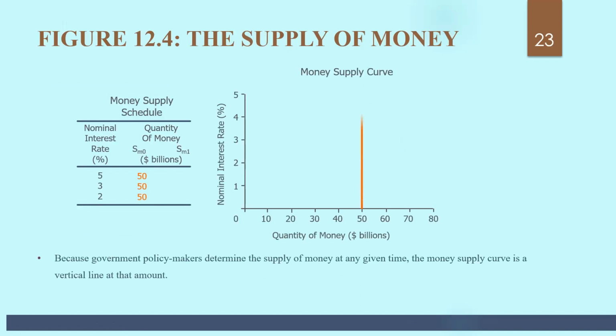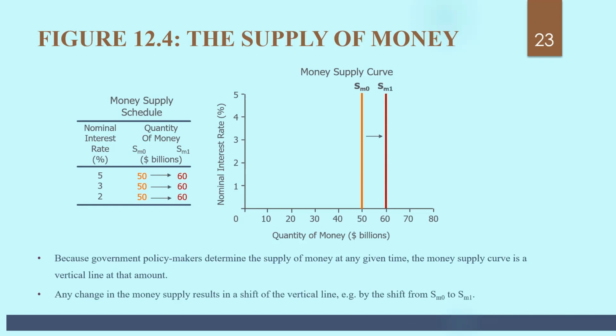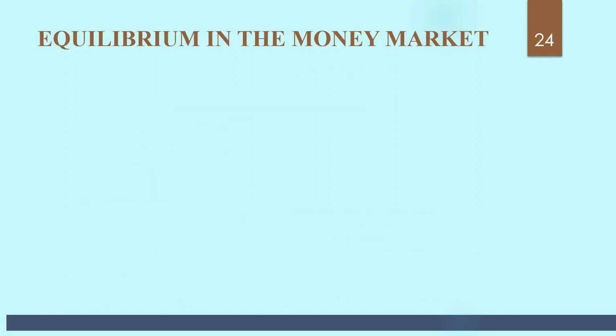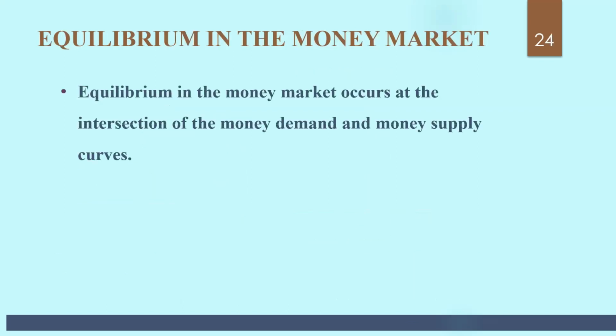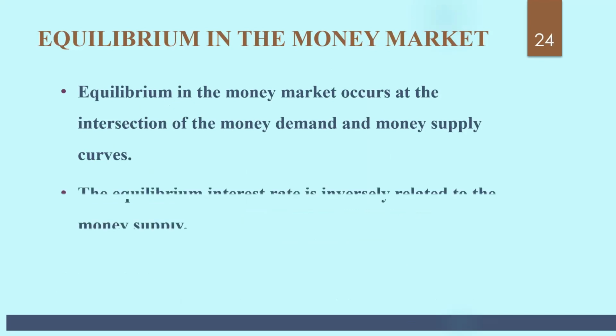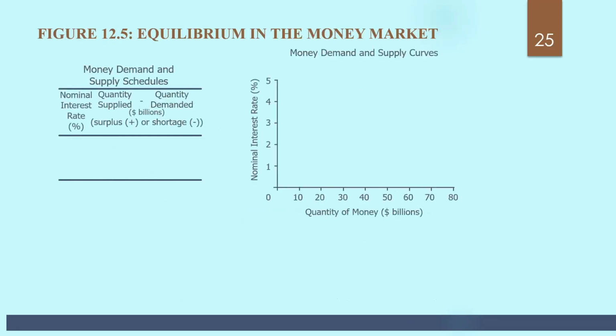As for the supply of money, because government policymakers determine the supply of money at any given time, the money supply curve is a vertical line at that amount. Any change in the money supply results in a shift of the vertical line, from SM0 to SM1. So, equilibrium in the money market. Equilibrium occurs at the intersection of the money demand and money supply curves. The equilibrium interest rate is inversely related to the money supply.